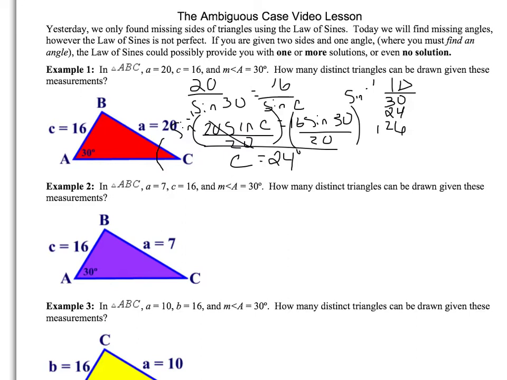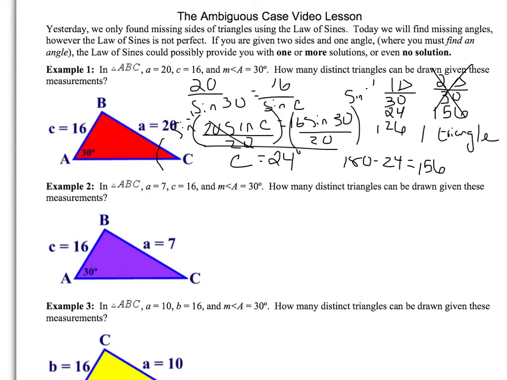Now to see if you can make a second triangle, you're given your 30 degrees. You take 180 and subtract 24. 180 minus 24 is 156. So you have an angle of 30 and an angle of 156. Is it possible to make a triangle with an angle of 30 and an angle of 156? The answer is no. So in this case, how many triangles can we make? We can only make one triangle.